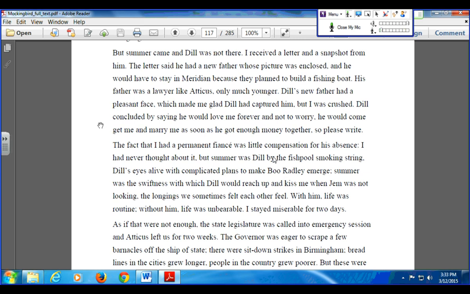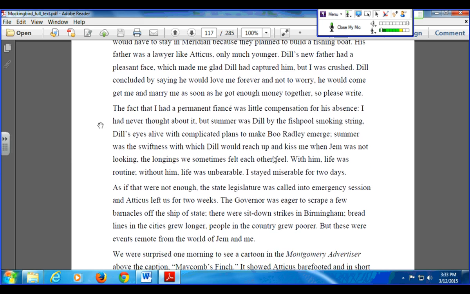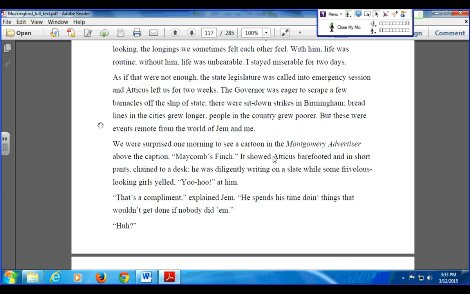And with him, life was routine. Without him, life was unbearable. I stayed miserable for 2 days. As if it were not enough, the state legislature was called into emergency session, and Atticus left us for 2 weeks. The governor was eager to scrape a few barnacles off the ship of state.